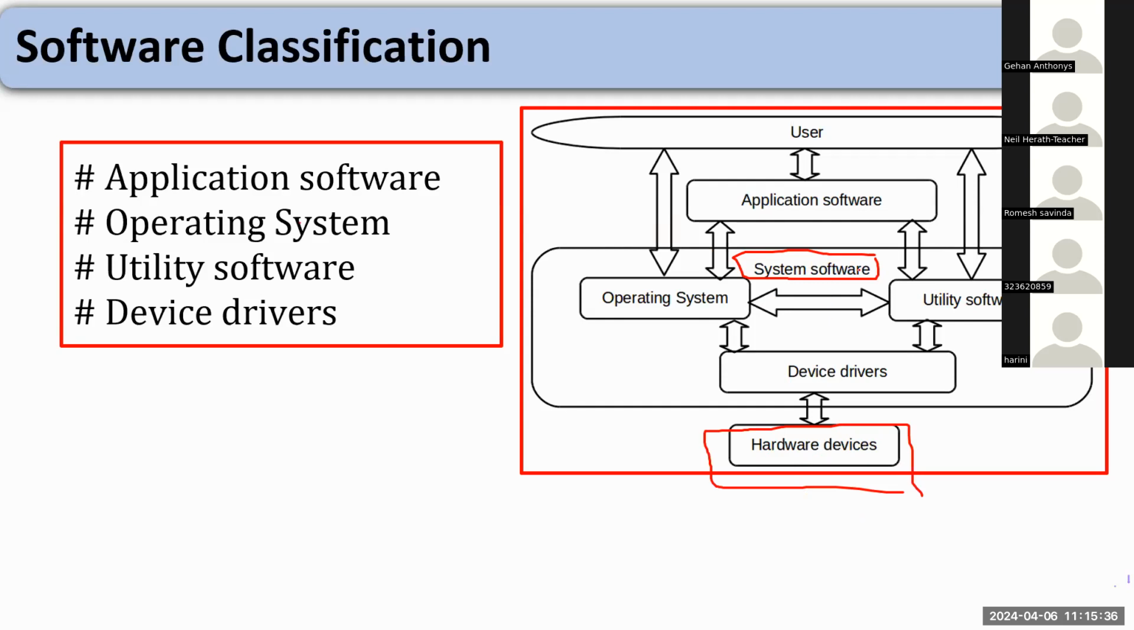There are a couple of software types. So generally, the first thing is the operating system. And the other thing is the utility software. Actually, it is utility software, plural.